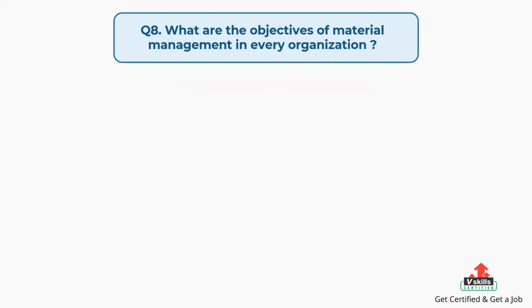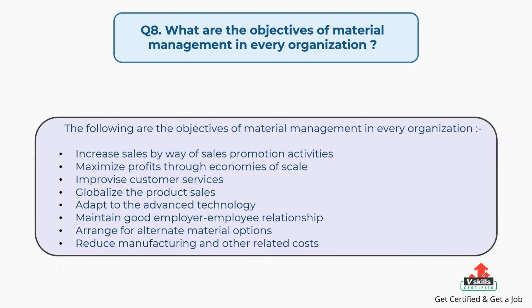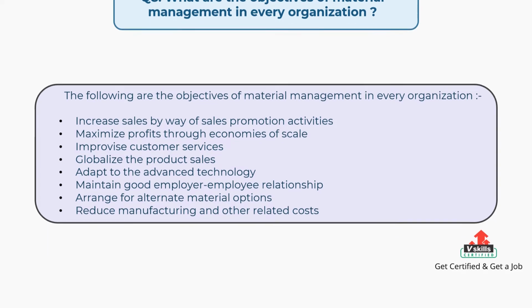Question number 8. What are the objectives of material management in every organization? The answer is, the following are the objectives of material management in every organization. 1. Increase sales by way of sales promotion activities. 2. Maximize profits through economies of scale. 3. Improvise customer services. 4. Globalize the product sales. 5. Adapt to the advanced technology. 6. Maintain good employer-employee relationship. 7. Arrange for alternate material options. 8. Reduce manufacturing and other related costs.